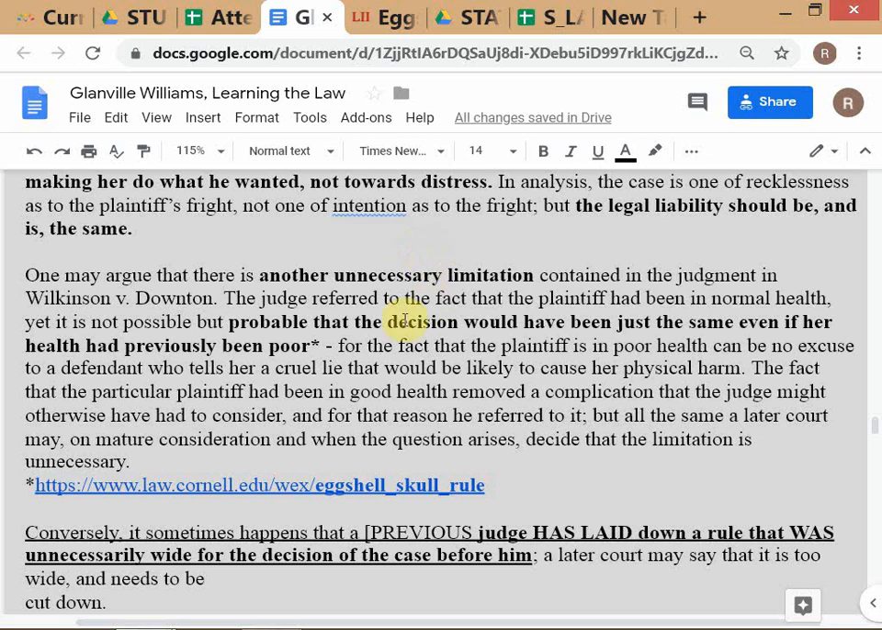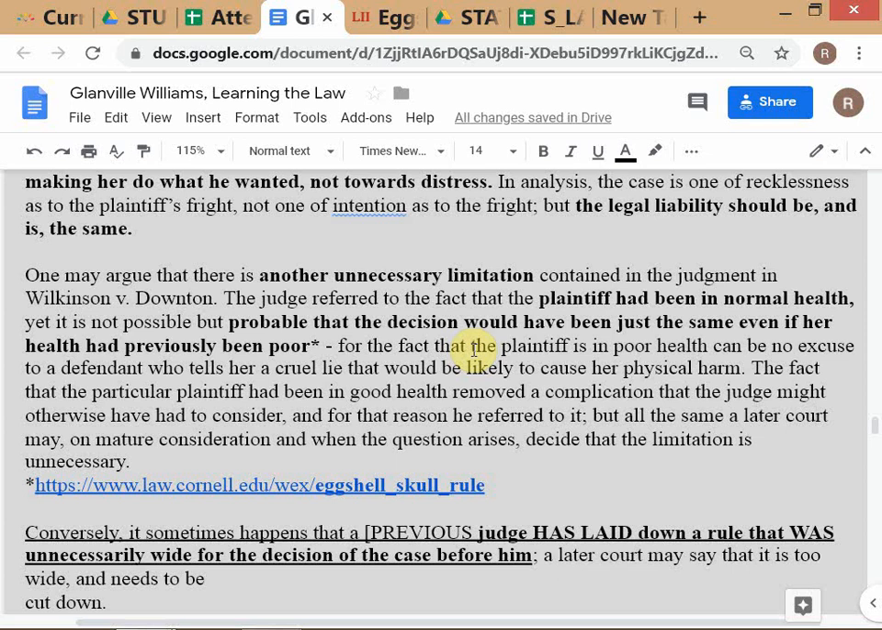And there's another element that the author is mentioning here, which is criticizing the judgment in Wilkinson v. Downton. He's saying there was an unnecessary limitation in the judgment, because you'll notice the judge referred to the fact that the plaintiff had been in normal health. If you remember the judgment in this Wilkinson versus Downton case, the judge mentioned that this lady was actually in normal health, and even then she became ill with nervous shock because of the lie told about her husband. She was in normal health.